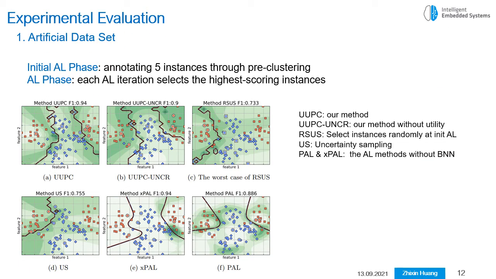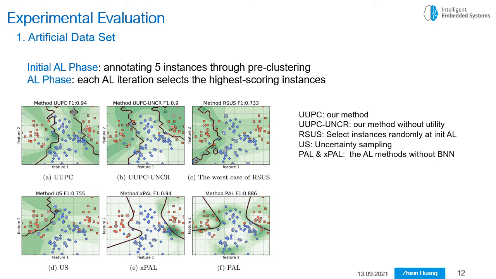Okay, let us come to the experiment evaluation. The first experiment is tested on a low-dimensional and small artificial dataset that can visually show the acquisition behavior of different selection strategies. For UUPC, the first 5 selected instances at the AL initial phase are marked as gray squares.